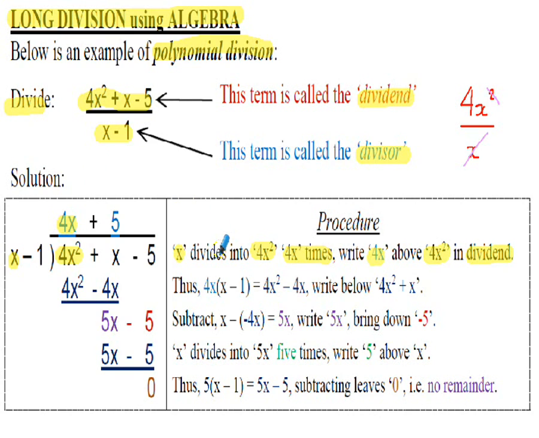If we now multiply the x minus 1 by the 4x, we will end up with 4x squared minus 4x. And we write that below the 4x squared plus x in our calculation. So here's the 4x squared minus 4x. As with the previous calculations with numerical values, we simply take away the term. So careful here, 4x squared minus 4x squared would be 0.